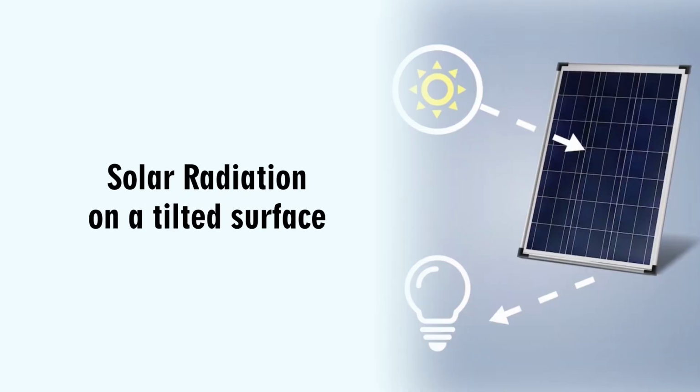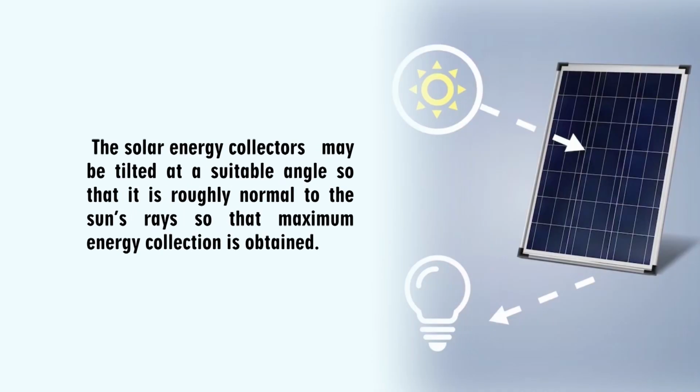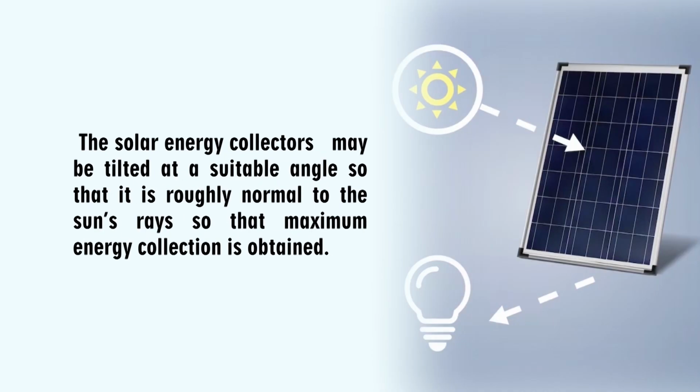Now we will understand solar radiation on a tilted surface. Let us consider the solar radiation falling on a surface. The amount of solar radiation on a terrestrial surface at a given location for a given time depends on the orientation and slope of the surface. A surface which is always normal to the sun's rays would receive the maximum amount of solar radiation. Solar energy collectors may be tilted at a suitable angle so that they are roughly normal to the sun's rays, so that maximum energy collection is obtained.